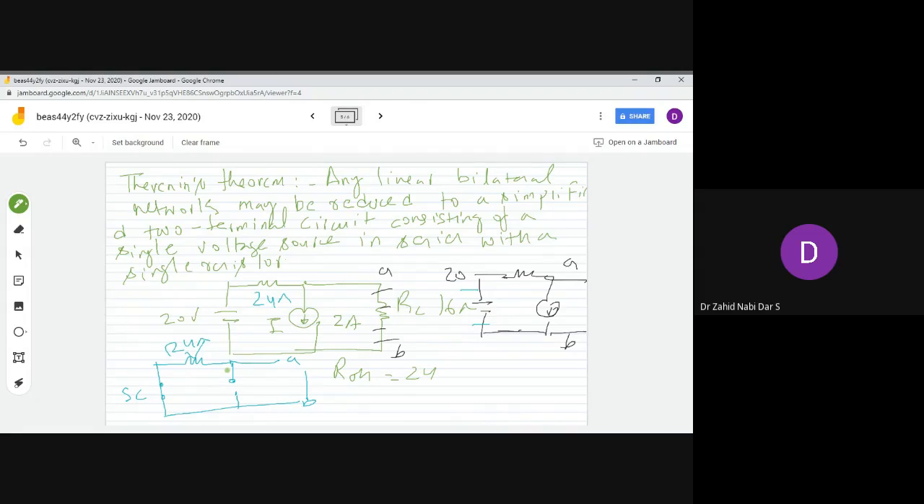Now, suppose that was not the case, and there had been many resistances. In that case, for R Thevenin, suppose there was one more resistance here. For instance, I'll draw one more resistance over here apart from RL, and this was 12 ohm.